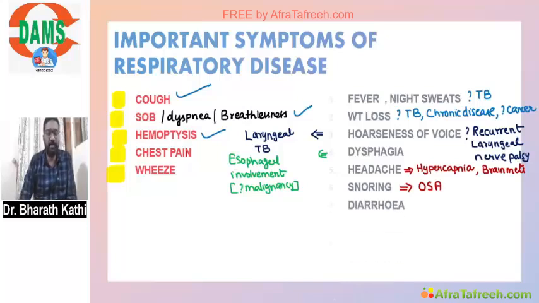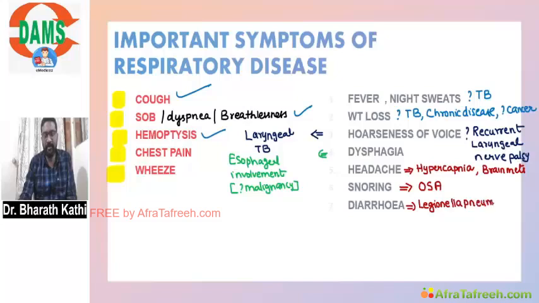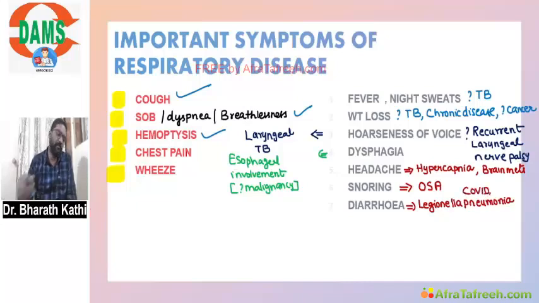Then how is diarrhea relevant in respiratory disease? What are the respiratory diseases that can cause diarrhea? Especially Legionella pneumonia. If the patient is having infective signs, pneumonia, Legionella pneumonia can be responsible for diarrhea. And viral pneumonia such as COVID pneumonia was also presenting with diarrhea. Diarrhea with respiratory disease, one possibility, think of infections such as Legionella and COVID.